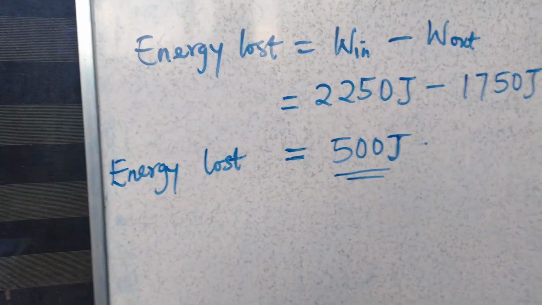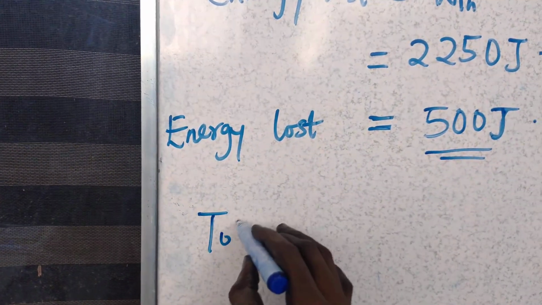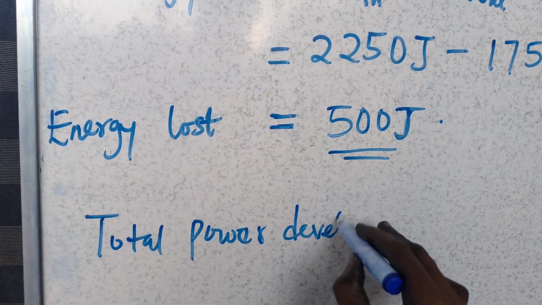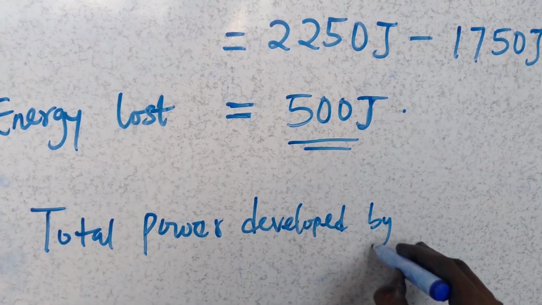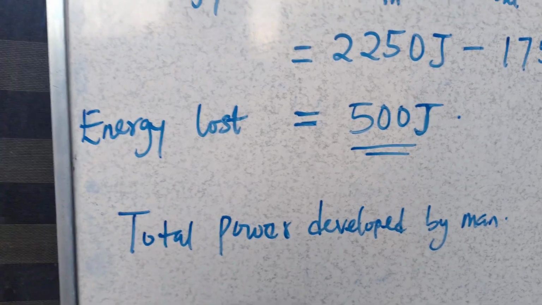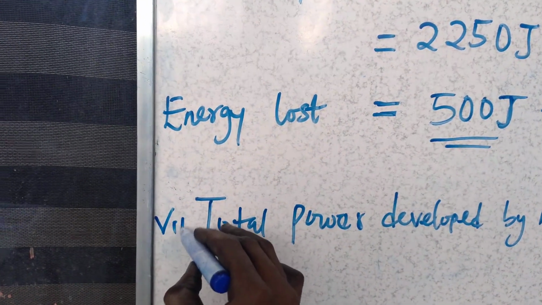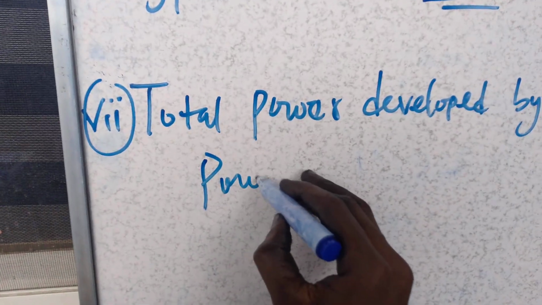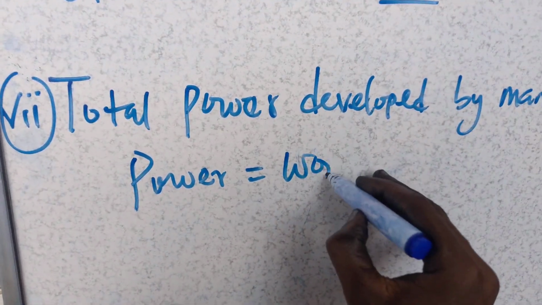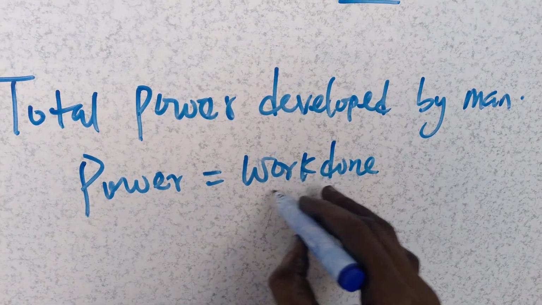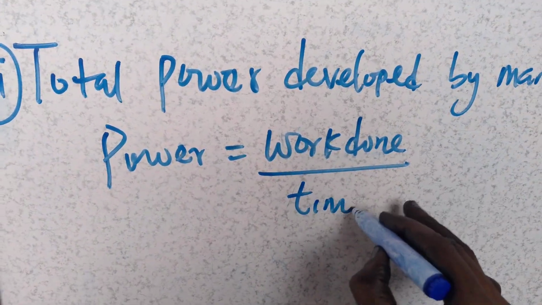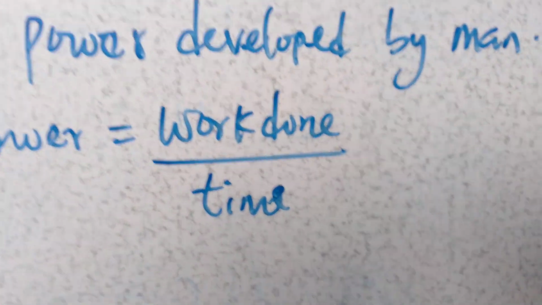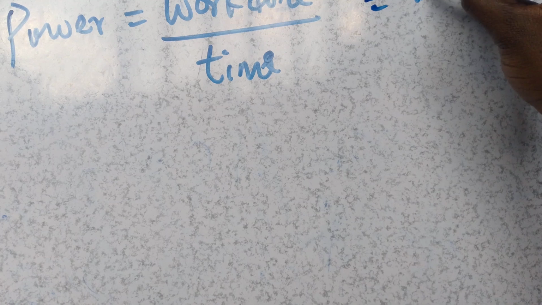Alright. So the next thing we should find is the total power developed by the man. That's the last question they say we should find, Roman figure 7. We know that power is work done over time taken. The work done there is the work output.